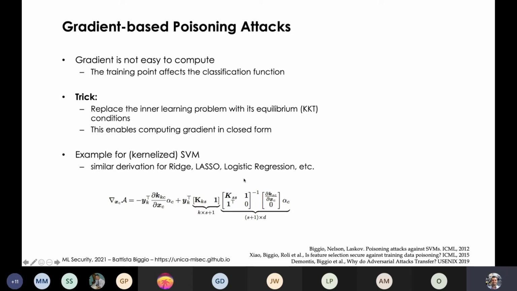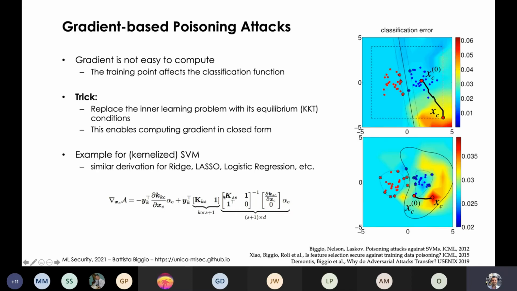And you see that it's much more complicated than before. This part in particular has a matrix inversion. Here, what we are doing is inverting the Karush-Kuhn-Tucker conditions, so the equilibrium conditions of the optimum, to understand how we should shift the training point, the poisoning point, in a way that preserves the equilibrium of the solution while maximizing the outer loss. So that's basically what this is telling us.